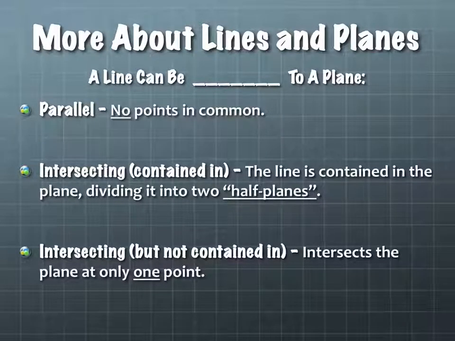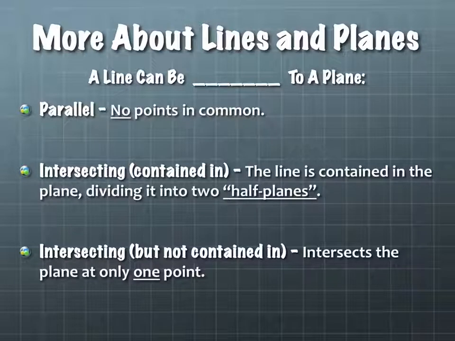We'll keep going with our ceiling as our plane. We could have a line that's actually contained in the ceiling. We have ceiling tiles. Follow one of these lines on the ceiling, and that line would actually be inside of the plane that is the ceiling. So that would be a line contained in the plane.